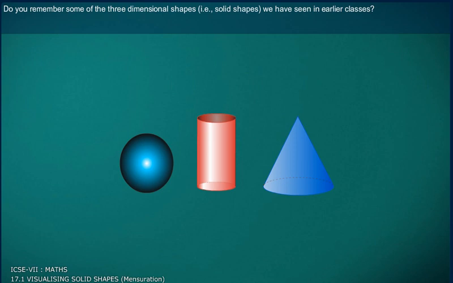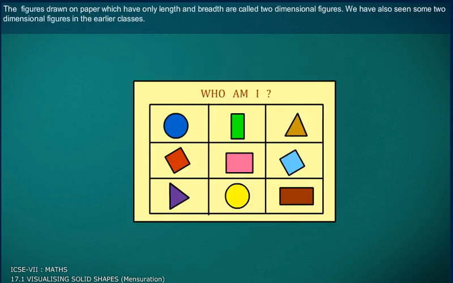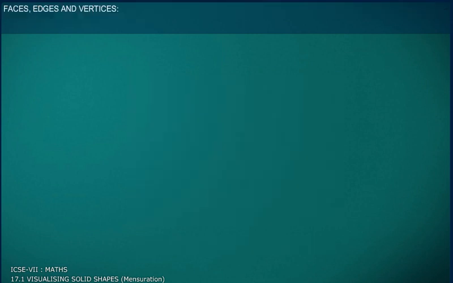Do you remember some of the three-dimensional shapes, that is solid shapes, we have seen in earlier classes? The figures drawn on paper which have only length and breadth are called two-dimensional figures. We have also seen some two-dimensional figures in the earlier classes: faces, edges, and vertices.